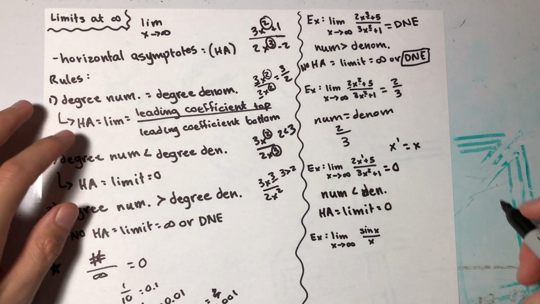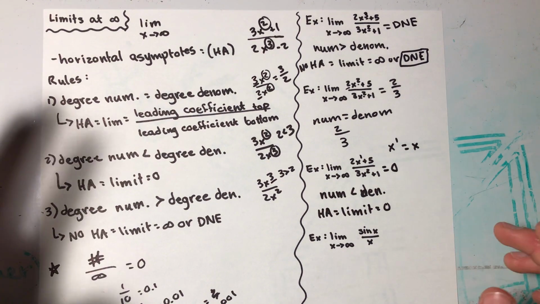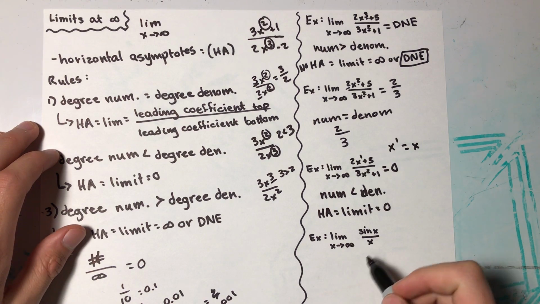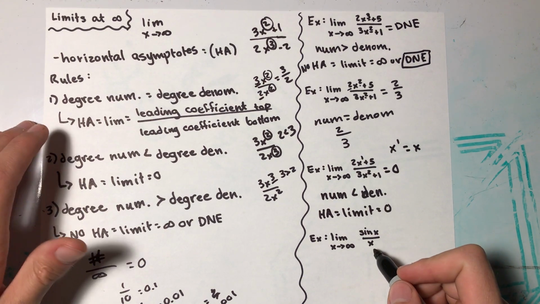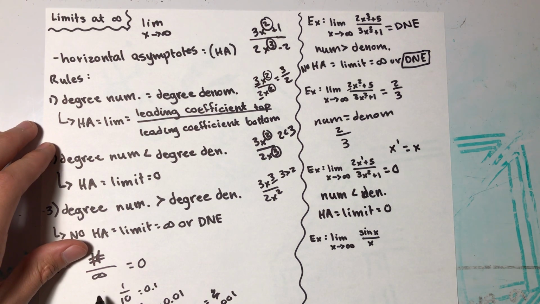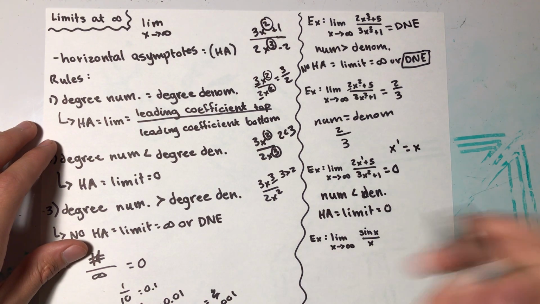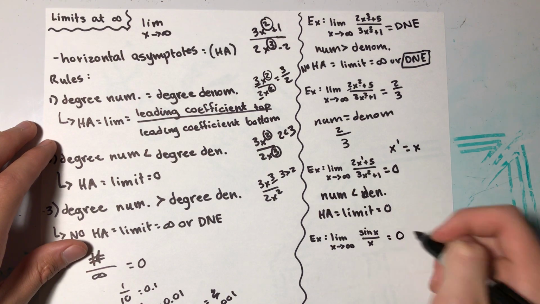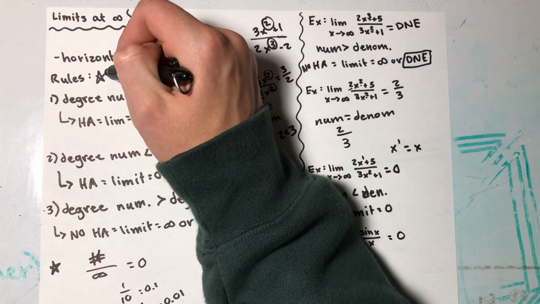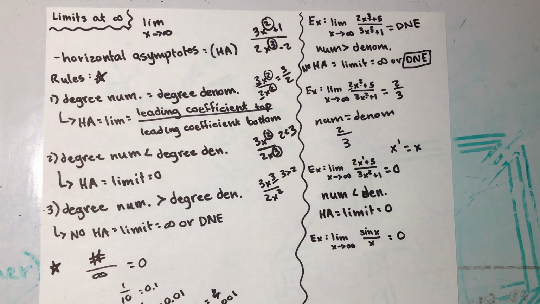Now here's another one. This one's kind of a trick. It's a little different from what we've been doing, but it's actually not that hard. The limit as x approaches infinity of sine of x over x. As you remember, if we divide anything by infinity, the limit simply equals 0. And that's all to it. As you can see, limits at infinity are relatively easy. It's just important to memorize these 3 rules. Hope that helps.